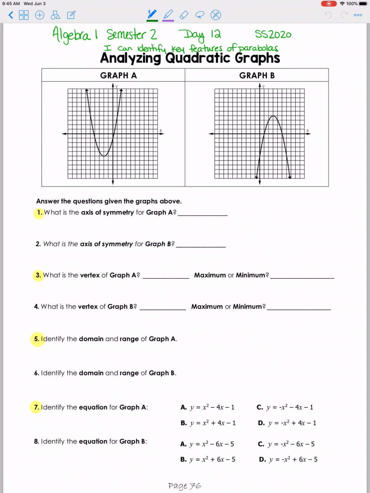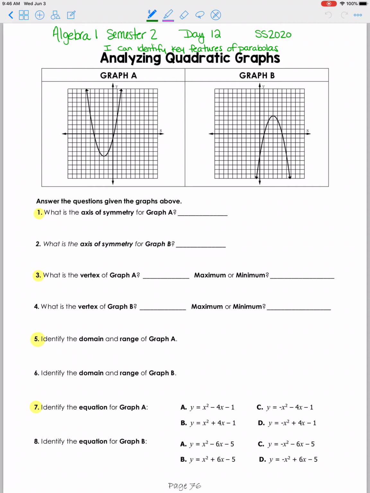Today we're going to continue looking at analyzing quadratic graphs. I'm going to do the odd problems as examples with you, and then the even problems are actually going to serve as your formative assessment today. So please make sure that you are answering them correctly. I will be going over them. I will be grading them for accuracy as part of your formative assessment for today. So just be aware that there will not be a second formative assessment today. It will be just this. I will have you submit this to Google Classroom.